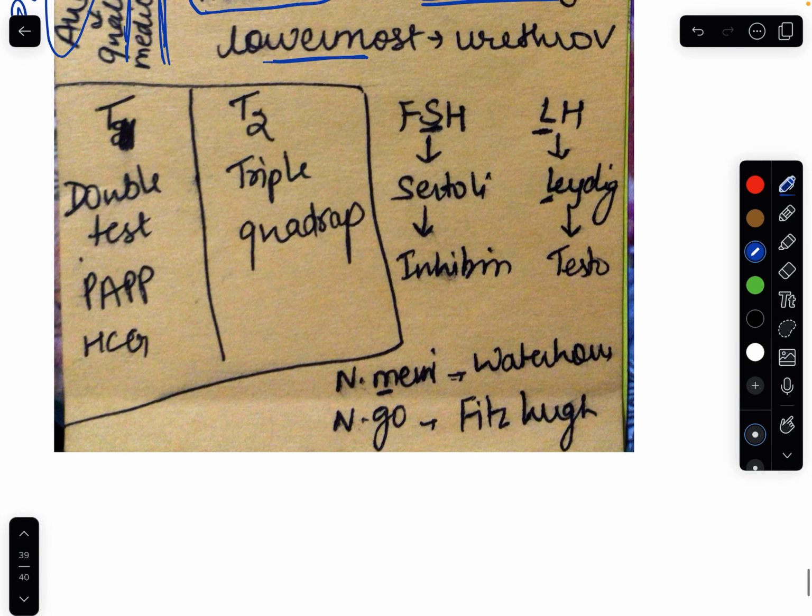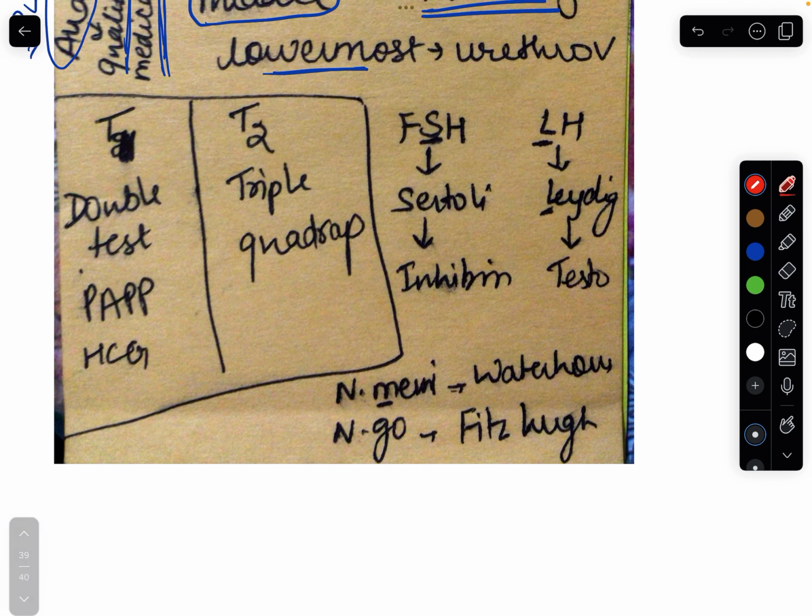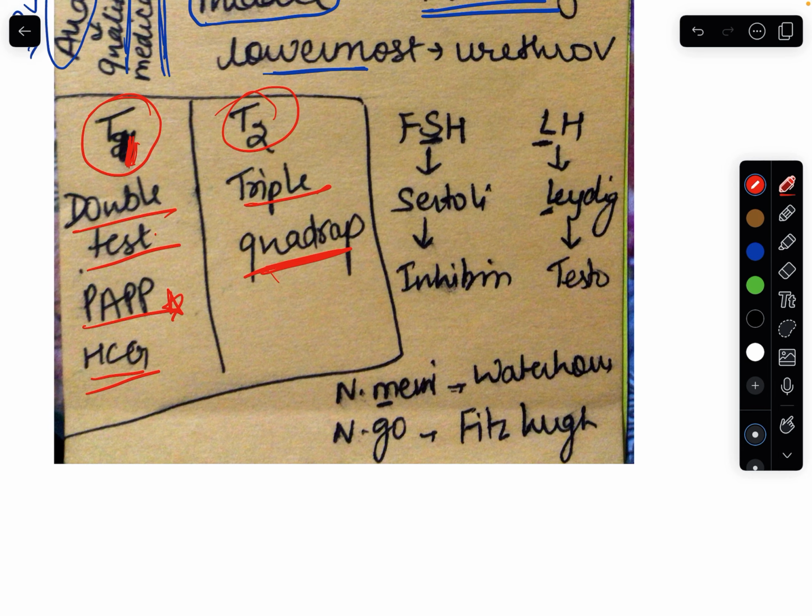Now, which test we have to do in which trimester? This is also a very important question. Like in the first trimester, we used to do the double test, pap test, and ECG. Please remember pap test is done in T1 and double test is also done in the T1 trimester. While the triple and quadruple test we have to do in T2, the second trimester. So in the second trimester we do the triple test and quadruple test.